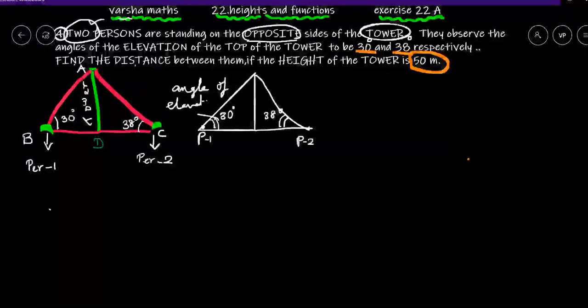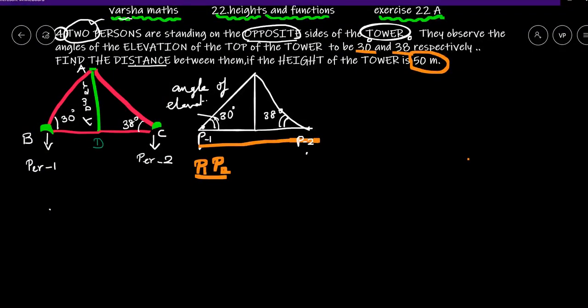So what is the question? Find the distance between them. The two persons we have, we are going to find the distance between the persons. This is the distance, between person 1 and person 2. Give names A, B, C and usually we take D. This is P1, P2. So we have to find BC, the distance between B and C.